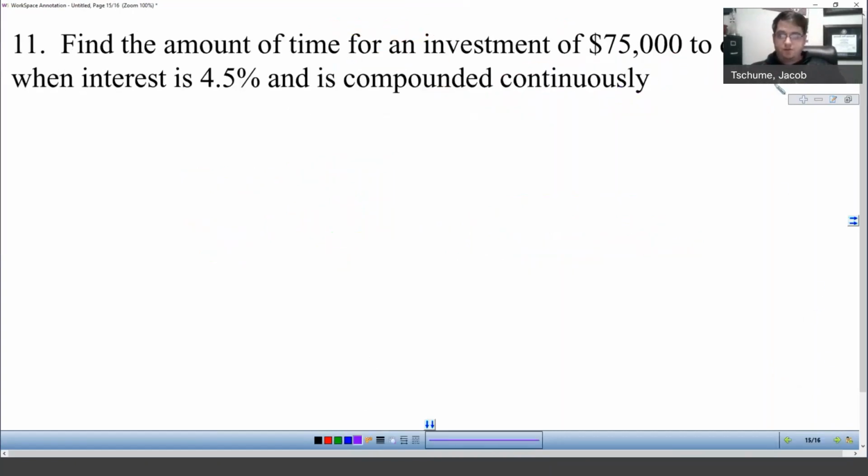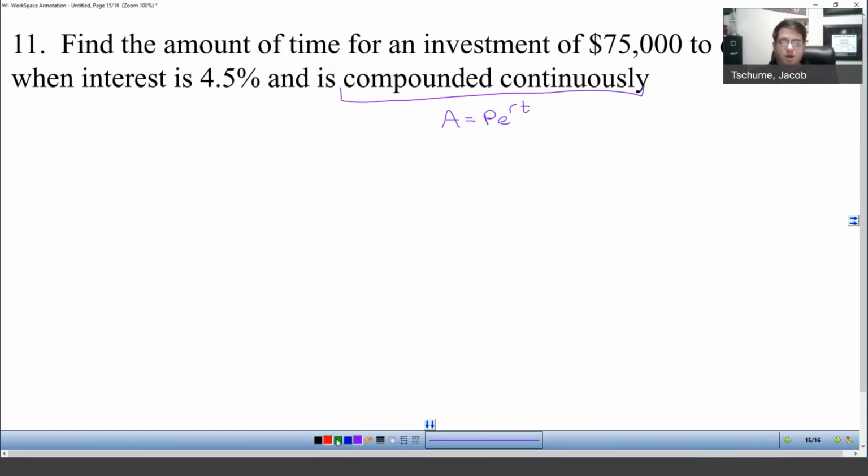All right, so let's do another variation of this. Number 11. Now I want you to find the amount of time for an investment of $75,000 to double when interest is 4.5% and is compounded continuously. Once again, there's that key two words. Compounded continuously means we're going to use the formula A equals P times e raised to the rt power.